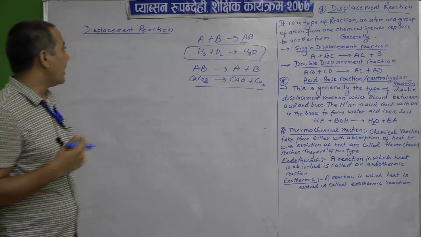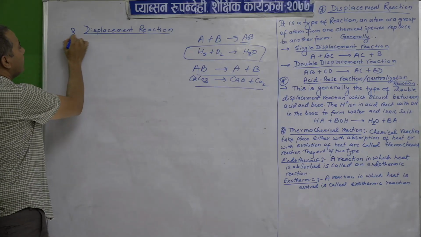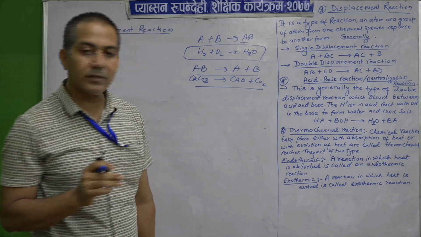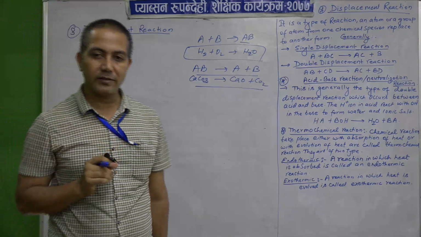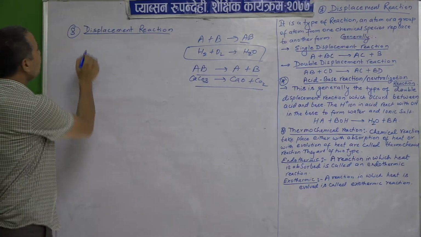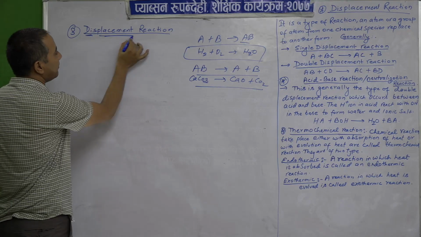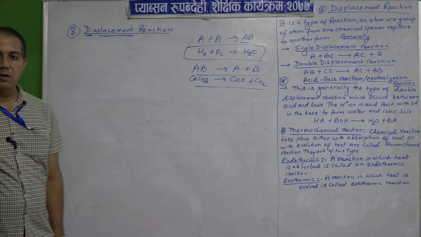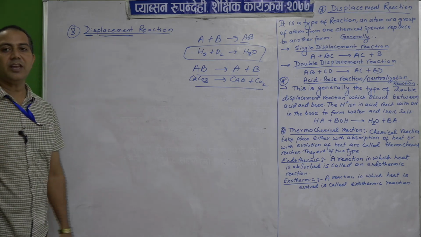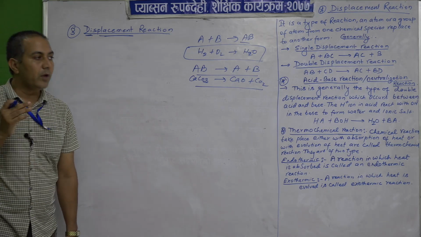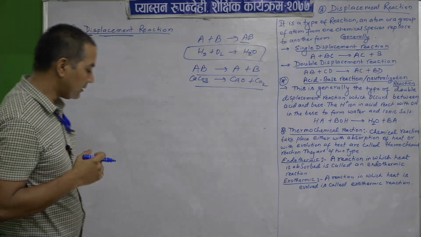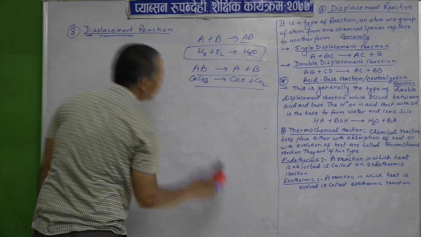Today we are going to study the third type of chemical reaction, that is called the displacement reactions. Displacement, the two words dis and placement. Placement means the place where it is present, and dis means changing of place. Where it is kept, it is changed into another part, that is the displacement reaction.